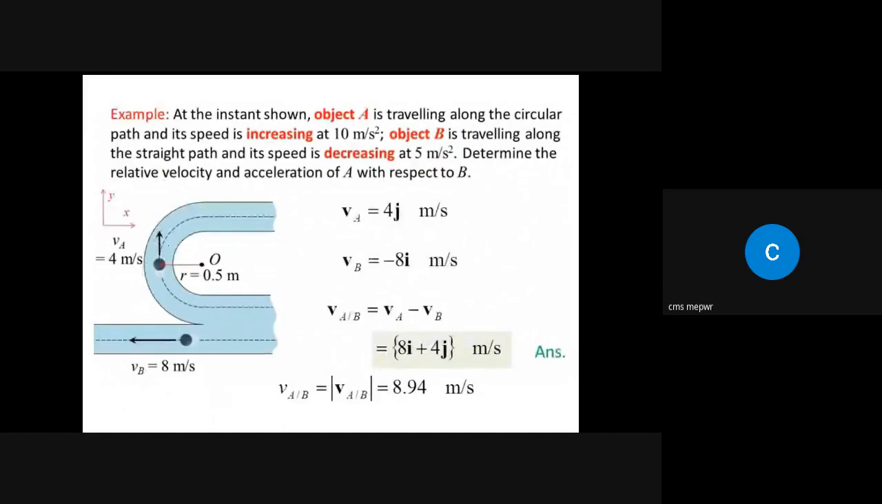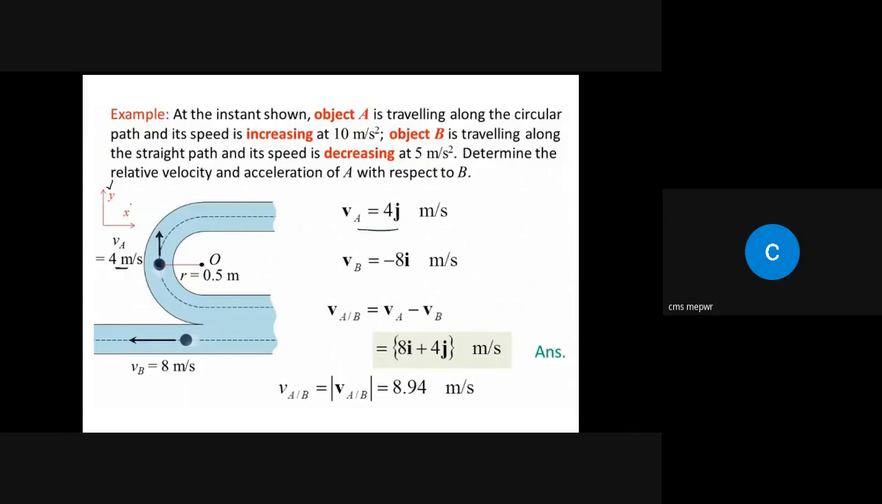We know that if a particle is following a circular path, the velocity at any instant can be given as tangent to the path. This is the velocity, tangent to the path. And remember that the tangent to the path here is along the y-axis. So the velocity at A has only a component along the y-axis, so VA should be 4j.